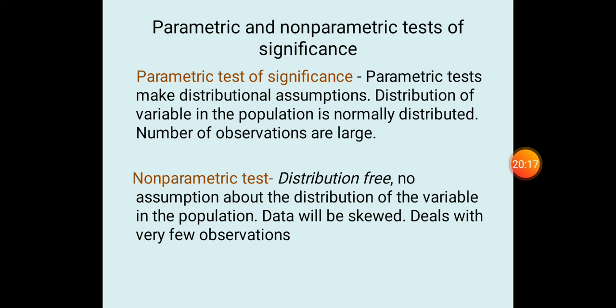That means parametric is a distribution test, and non-parametric is a distribution-free test. We will always establish some relationship between two variables in a non-parametric test. The normal distribution does not hold, so the data will be skewed. If the data is not normal, we call it a skewed distribution. It can be positively skewed or negatively skewed. And it always deals with a small number of observations, less than or equal to 30.